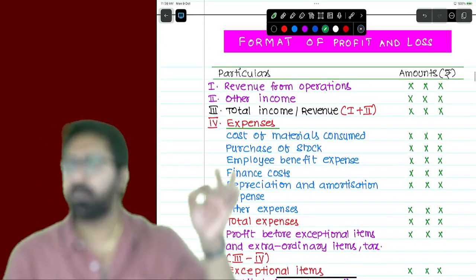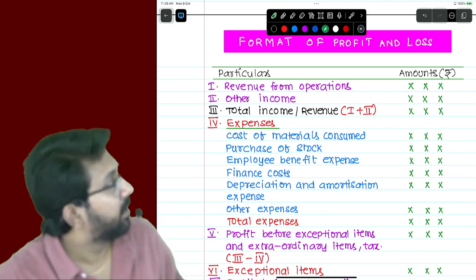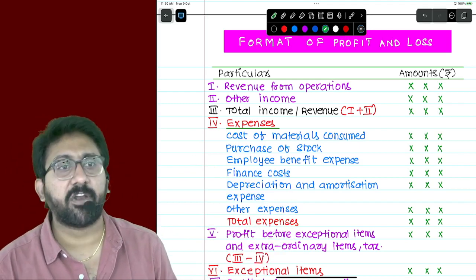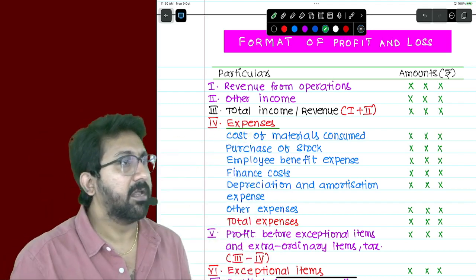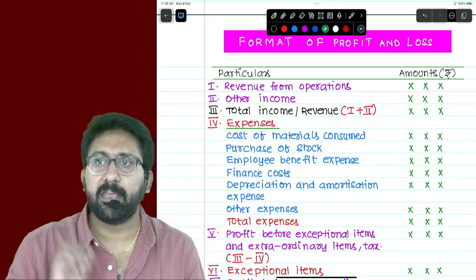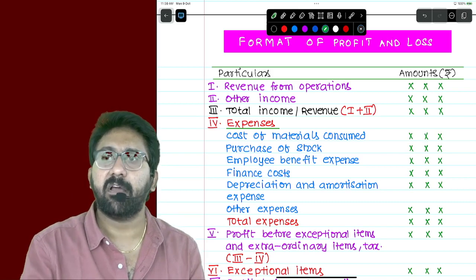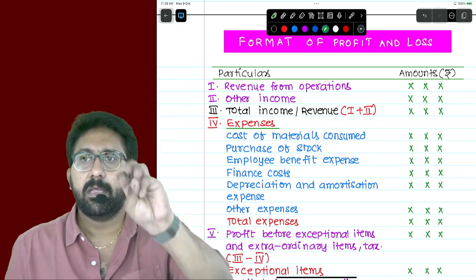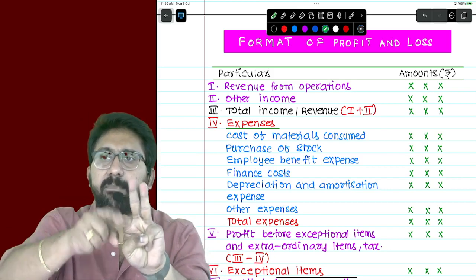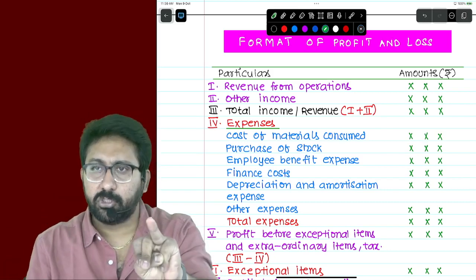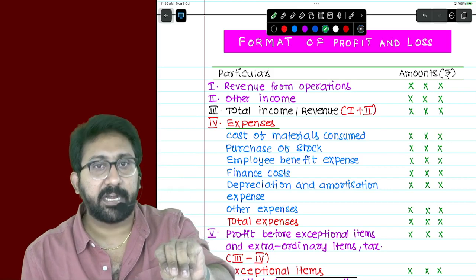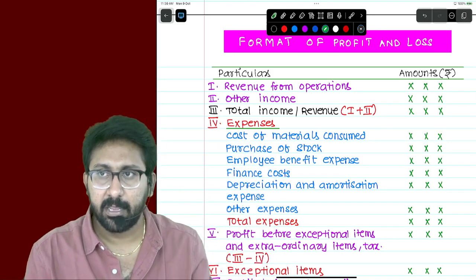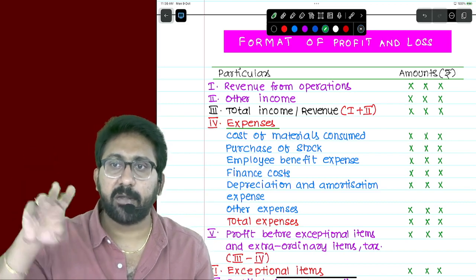Tell me, what is the first item of the P&L? Everyone in the class, what is the first one? Revenue from operations. Meaning what? Listen, every company will have not just sales. I will give you an example. 3 things can be there. Number 1, main item, joint item, byproduct item. 3 types will be there. In costing also you will have this: process costing, joint and byproducts.